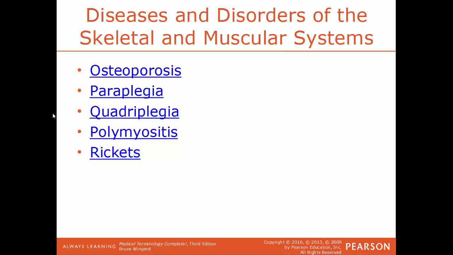And the last one on here, rickets. This is a disease that's most commonly found in children, and it's caused by a lack of vitamin D. And what happens is vitamin D is a key factor in the bone becoming very strong, so if that factor isn't there, the bones are very easy to bend and bow.